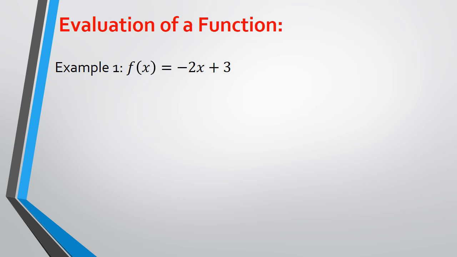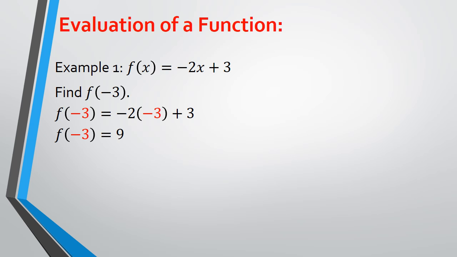This is an example. We have example 1, f of x equals negative 2x plus 3. The question is to find f of negative 3. When I say f of negative 3, I mean that I need to find the output for an input of negative 3. And to find f of negative 3, all I need to do is to switch x with negative 3, because negative 3 is the input, x is the input. By substituting x with a value, it will help me find an output for that input, which is in this case 9.